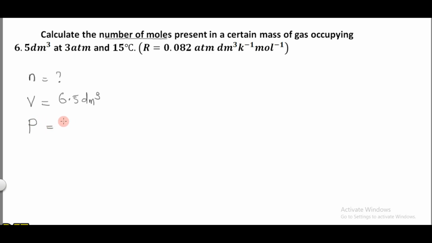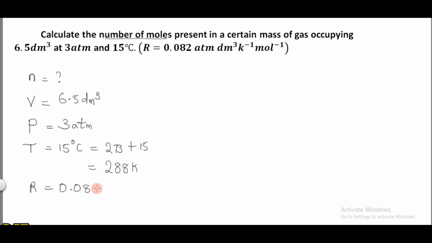So the pressure is equal to 3 atm and 15 degrees Celsius. That tells us about temperature. So the temperature is equal to 15 degrees Celsius. And in gas laws, we don't work with Celsius, we work with Kelvin. So converting into Kelvin, that would be 273 plus this 15. So that will be equal to 273 plus 15 will give me 288 Kelvin. So the temperature 15 degrees Celsius is 288 Kelvin.